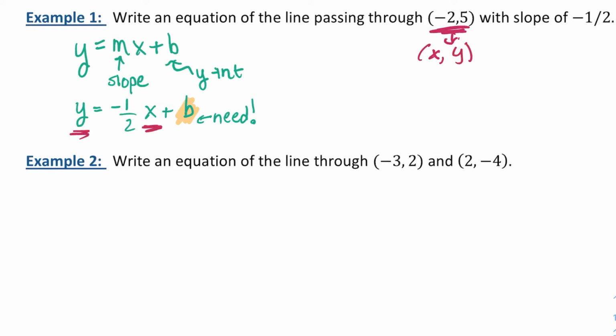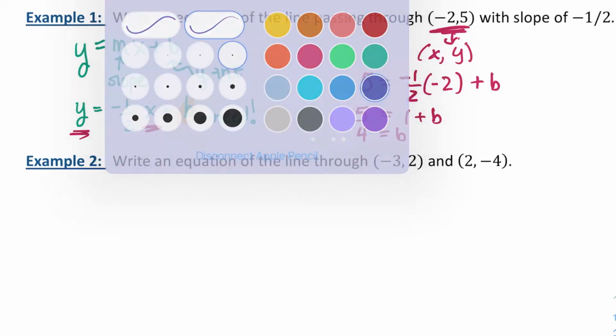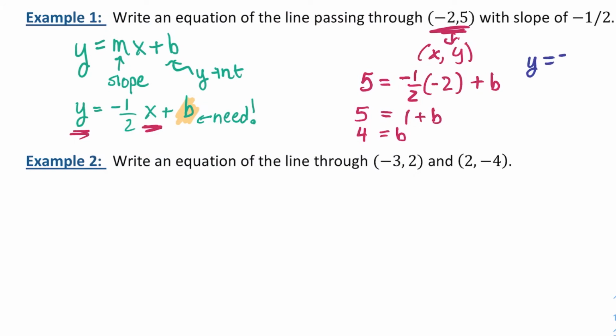My y value is 5, so I'm going to plug that in, and then that equals -1/2 times my x value of -2 plus b. If I multiply -1/2 times -2, I get 1, and then subtracting 1 from both sides gives me a y-intercept of 4. So if you put it all back together, you have y equals -1/2 x plus 4.